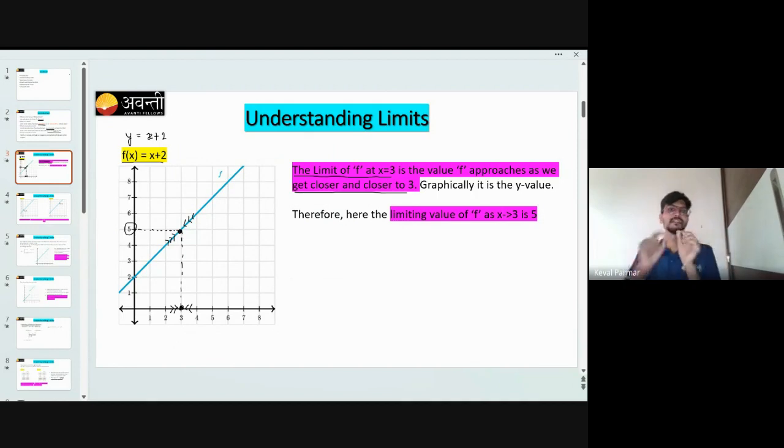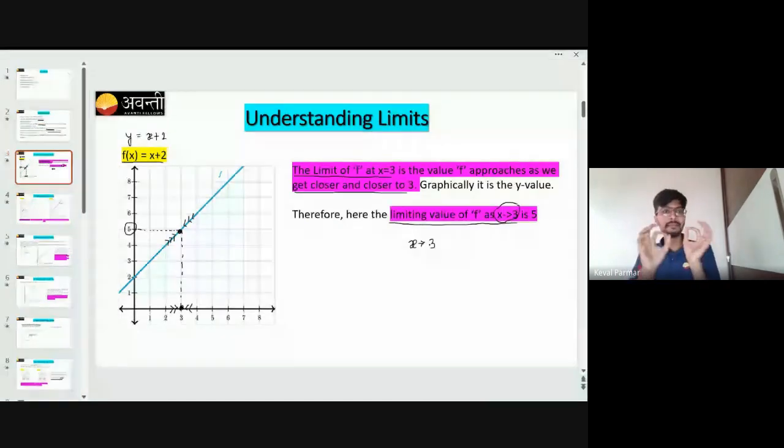Again it is 5. So as we can see, while we approach from both sides, we are getting the same answer, that is 5. In this case, we can say the limiting value of f as x approaches 3 is 5. Note that this is a notation for x approaches 3. It is read as x approaches 3 or x tends to 3. Tends to means the same as approaches, you can use both.